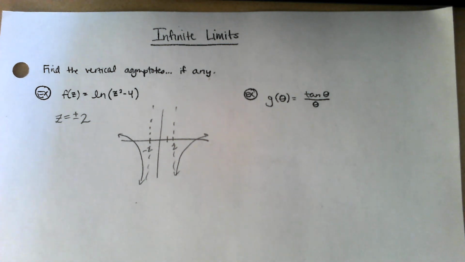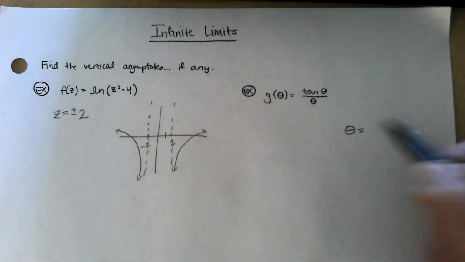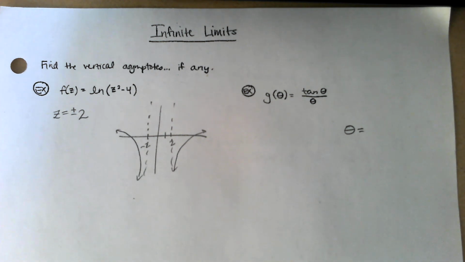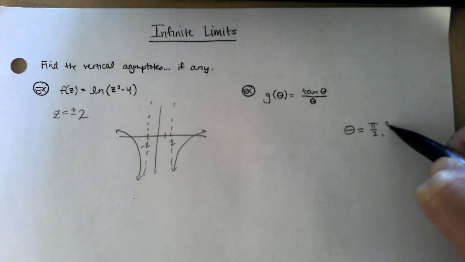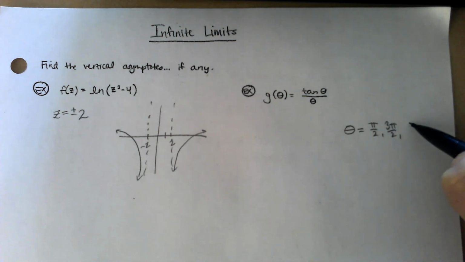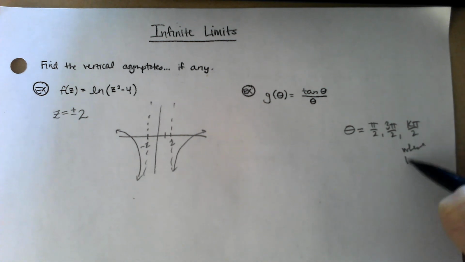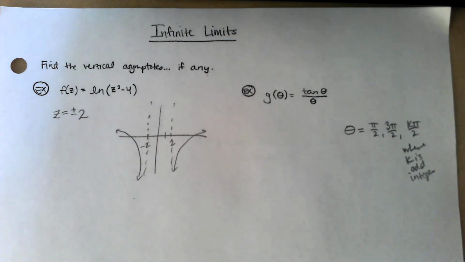Tan of x over x. Thoughts? Hannah. What do you think? Hannah wants to just give the answer. Go ahead. So odd pi's over 2. Yeah, k pi over 2, where k is an odd integer. Okay.